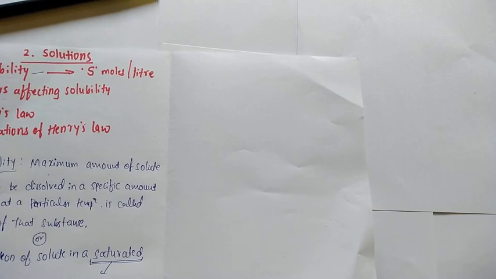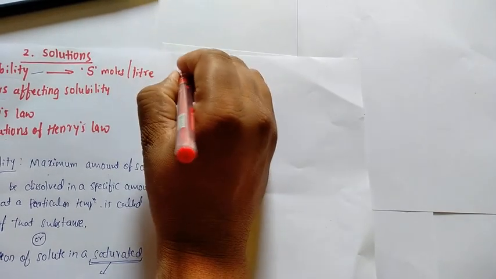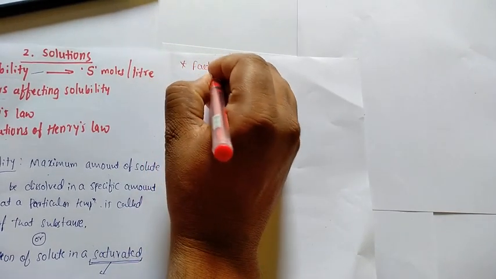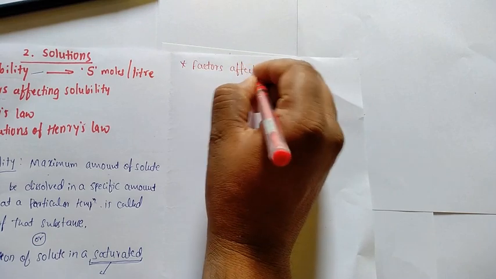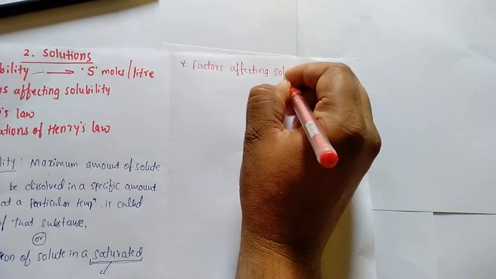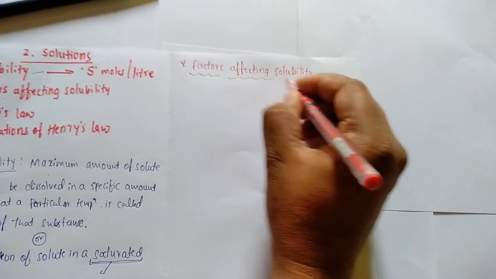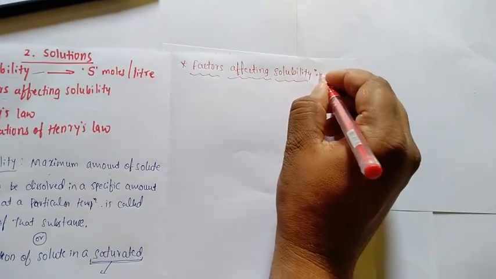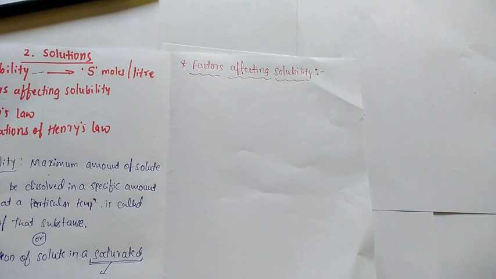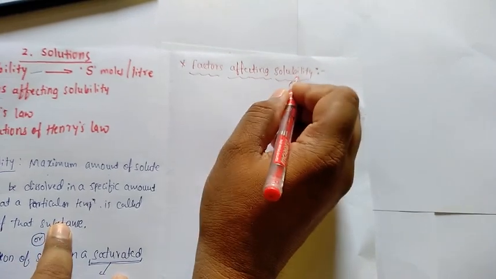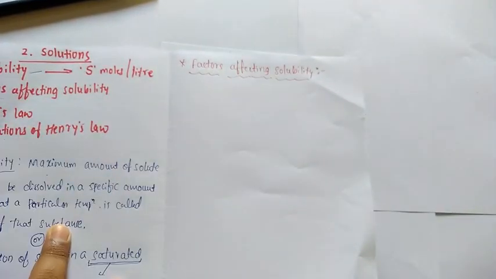Next one, factors affecting the solubility. Some factors affect the solubility of a solid in liquid and the solubility of a gas in liquid. Okay, let us discuss one by one. The factors affecting the solubility are nature of solute, nature of solvent, temperature, and pressure.